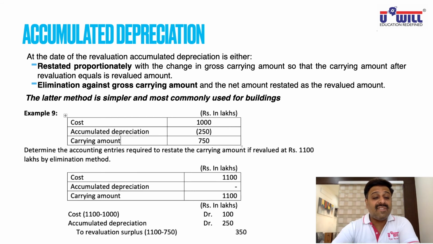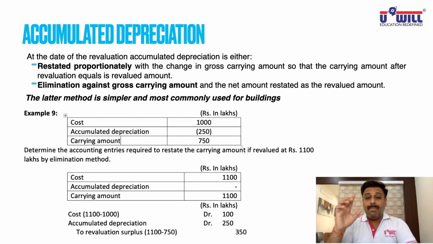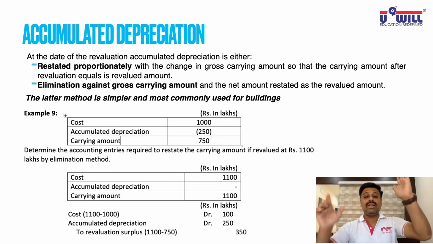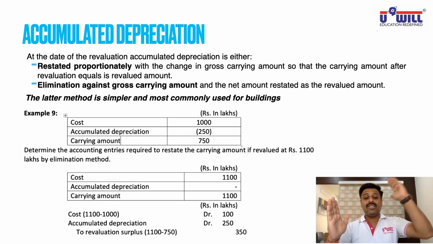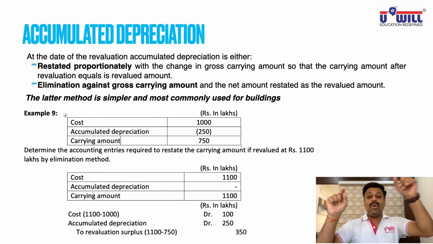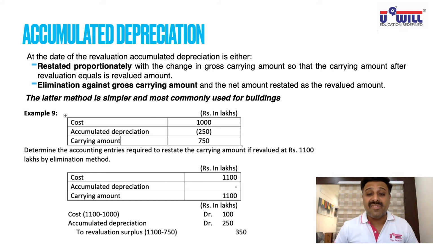Now let us understand that first point also, restated proportionately. Restated proportionately means cost, book value, carrying amount from 750 will become 1100. So you'll compare it. Book value 750 becomes 1100. So cost 1000 becomes how much? 1000 into 1100 upon 750.